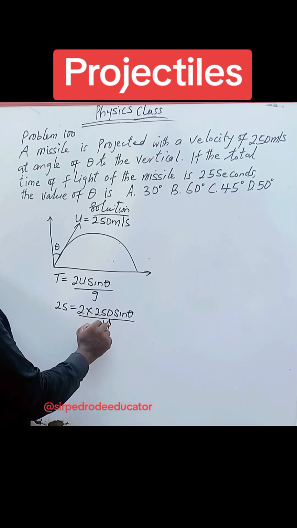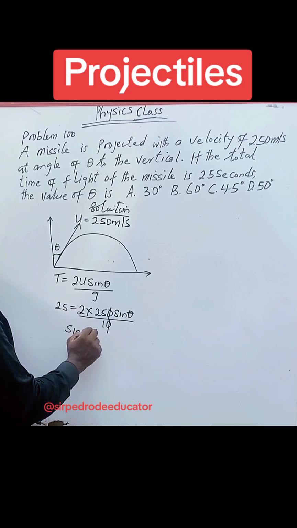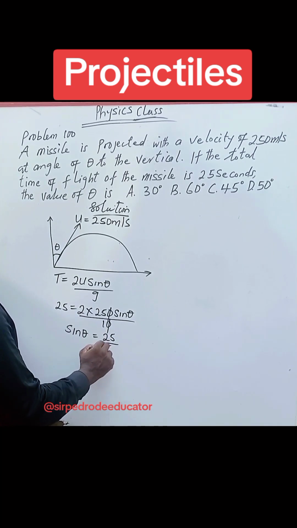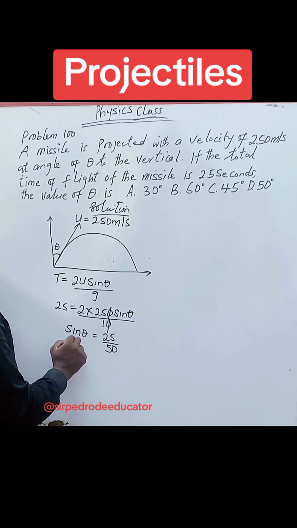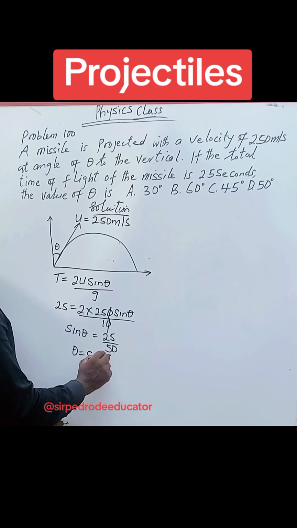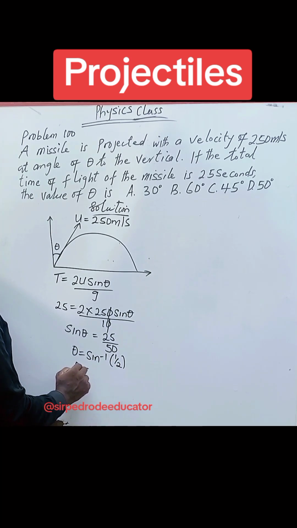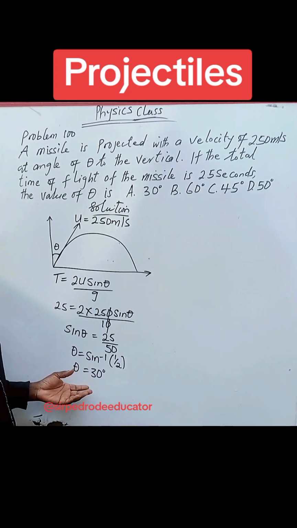So if we cross multiply that, sine theta is equal to 25 over 50. All right, 2 times 25 is 50. So theta is simply sine inverse of 1 over 2. That gives you theta to be 30 degrees. All right, so the option is already there, 30.